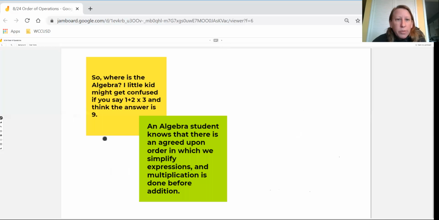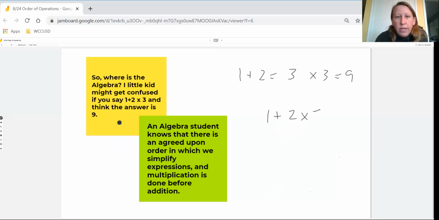So where's the algebra? A little kid might get confused if you say 1 plus 2 times 3, because they're going to do 1 plus 2, and then they're going to do times 3, and they're going to get 9. An algebra student knows that in the problem 1 plus 2 times 3, we have an agreed upon situation where we do the multiplication before the addition. So we do the 6, and then we get the answer as 7.